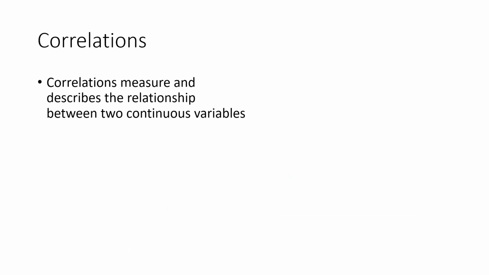Now, correlations measure and describe the relationship between two continuous variables. Note the word correlation is actually pretty self-identifiable. The relation part of the word indicates that two things have some kind of association with each other, some relation with each other. And the co part means together. So these two things are co-related.